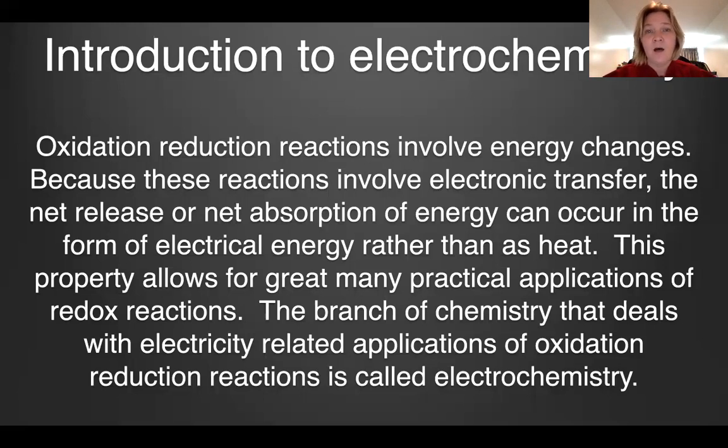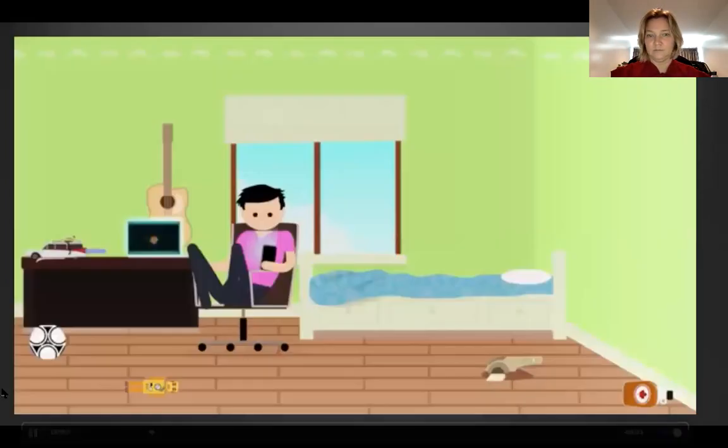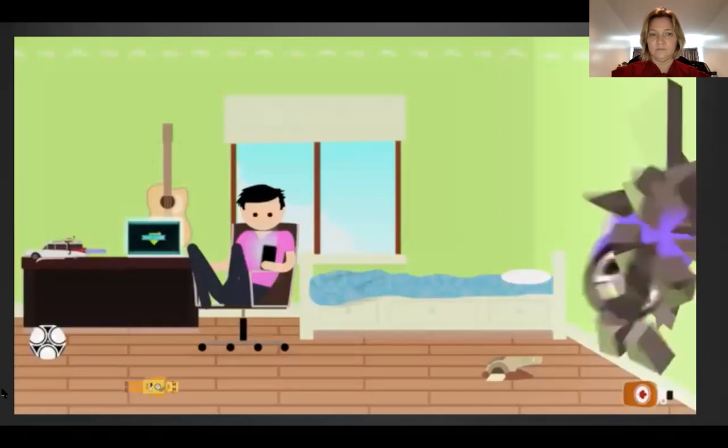So this chapter is basically about how we apply redox chemistry to practical applications. Like, what's the point of having redox chemistry? How do we use it? The controlled flow of electrons makes possible laptops and phones and cars and pacemakers. Batteries, just like everything else in life, are just chemistry raised to the power of awesome.